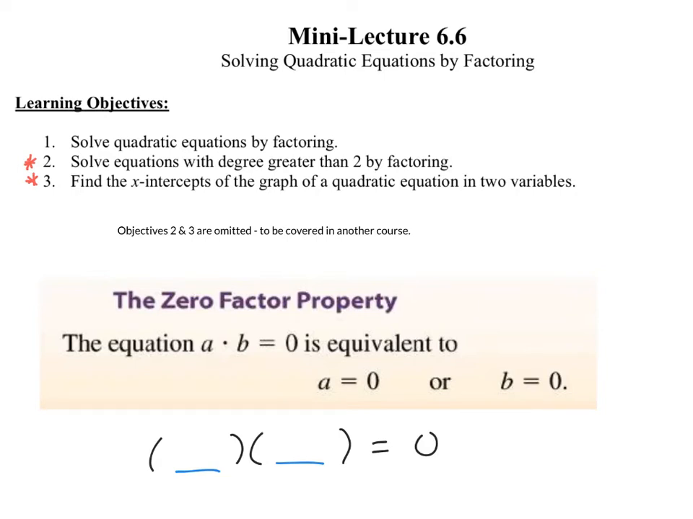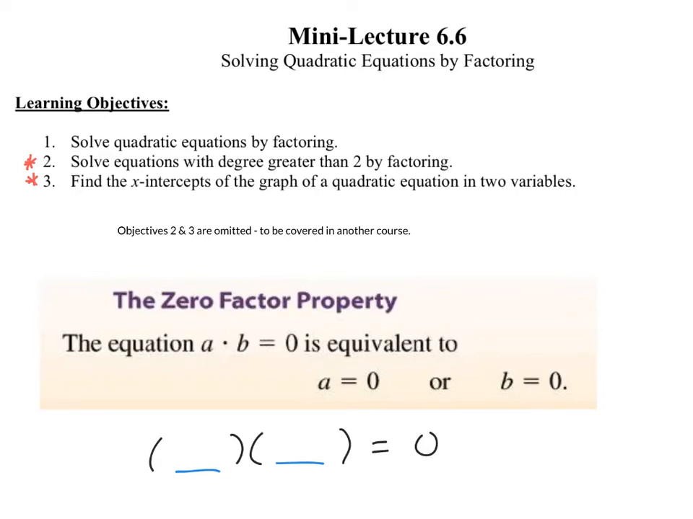And that means we have an equation A times B is equal to 0. That's equivalent to A equals 0 or B equals 0. So if we have two factors that are multiplied together that will equal 0, then you can solve by setting each of those factors equal to 0.